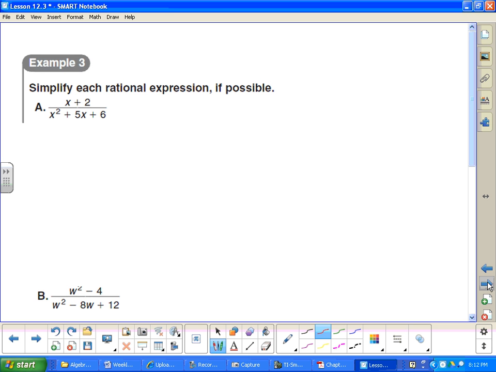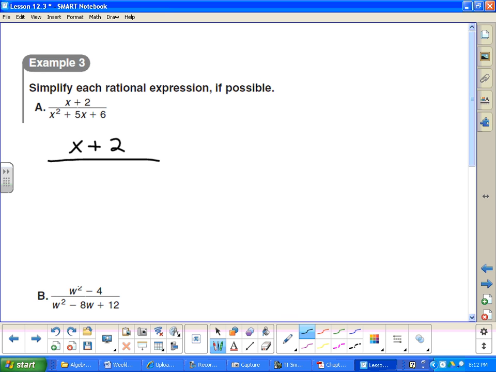Example 3. Okay, a little bit tougher ones. So we're going to have to really do some factoring because there's going to be some trinomials involved in these, and you have to be very careful when you're working with these. So here we have x plus 2 over x squared plus 5x plus 6. So the first thing we're going to do is factor. And notice it doesn't say in this problem to list the excluded values. So we're not worrying about excluded values. We're going to assume that every value of x exists. So the numerator, we're good. Can't factor that.